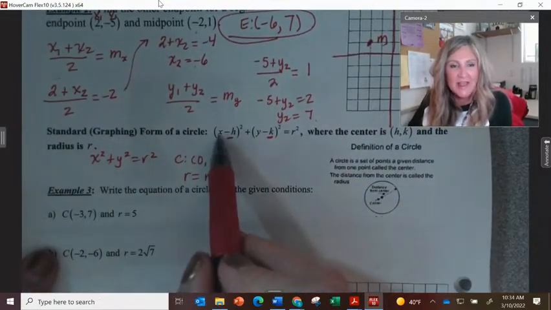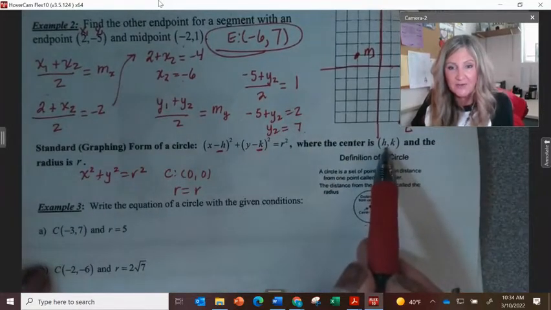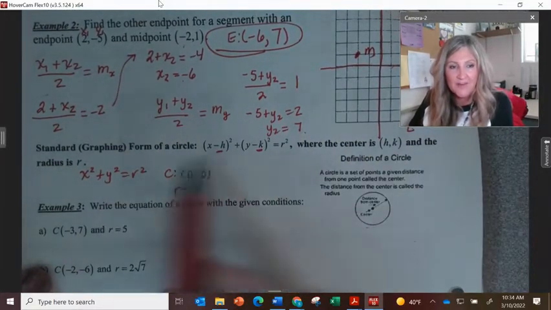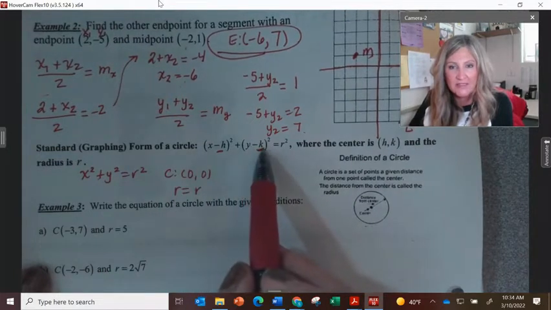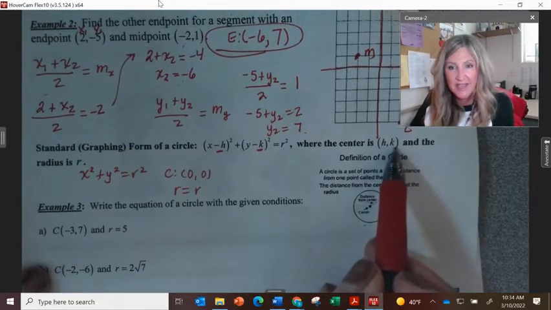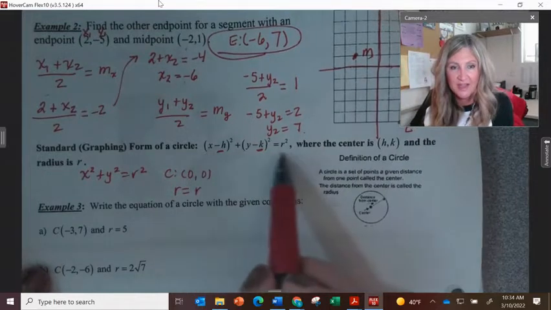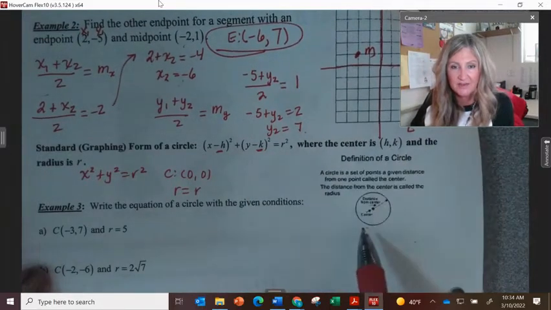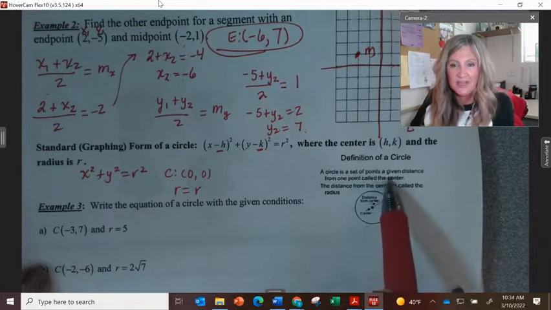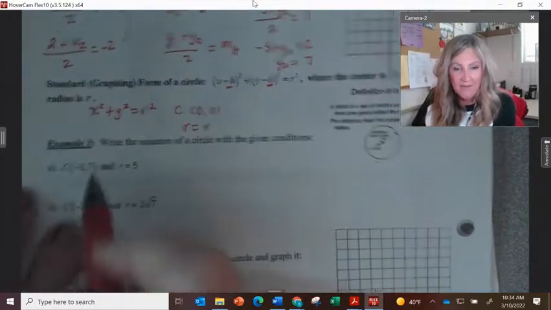If I replace my x with an x minus h, what does that do to the function? It shifts it to the right h units. What happens if I replace a y with a y minus k? Well, from the 0, that's going to shift us up k units. So that should make sense why our center for this kind of function is going to be at (h, k). A circle is a set of points a given distance from one point that's called the center.